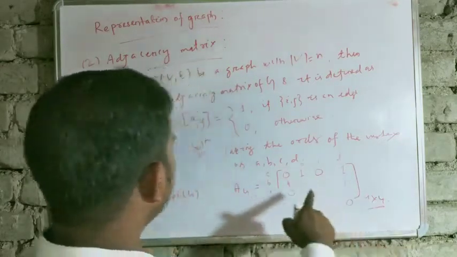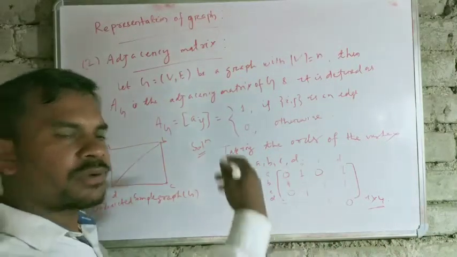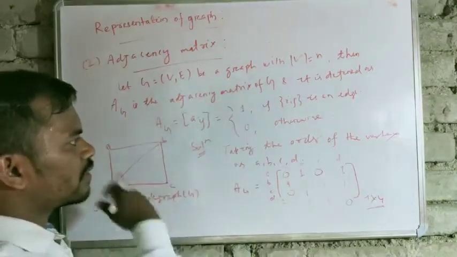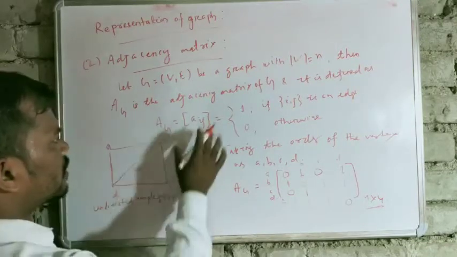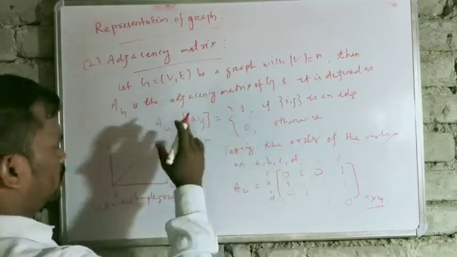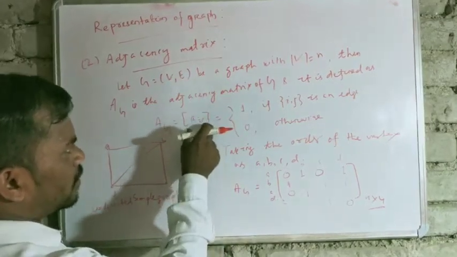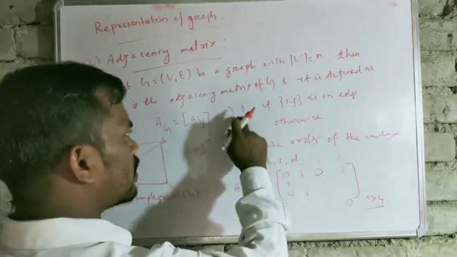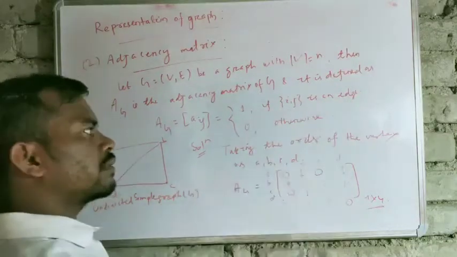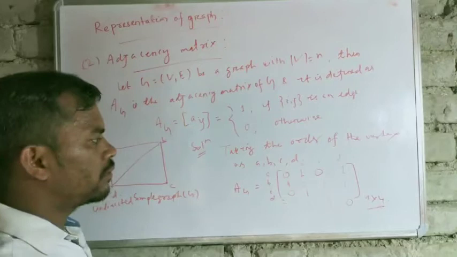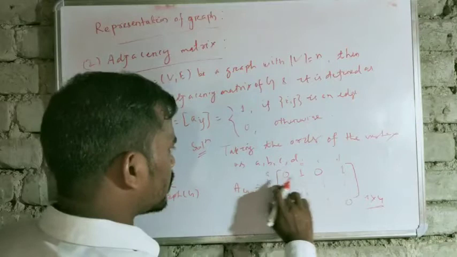Now this is the adjacency matrix of this undirected simple graph G. Now you understood how to find an adjacency matrix from a given graph. If a graph is given, then its adjacency matrix can be written in A_ij form, where the ij-th entry is 1 if ij is an edge, 0 otherwise.